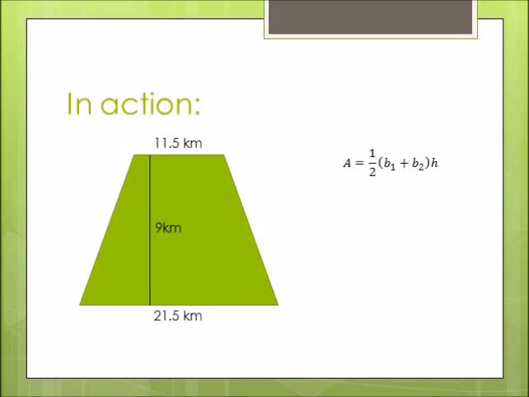We're going to substitute in base 1 and base 2. We're also going to substitute in our height. So base 1 is 11.5, base 2 is 21.5, and then our height is 9. We're going to use order of operations in order to simplify this. So 11.5 plus 21.5 is 33. So now we're still going to use our order of operations. We have multiplication. Half of 33 is 16.5. And then we're going to take 16.5 times 9. And we get that our area is 148.5 square kilometers.